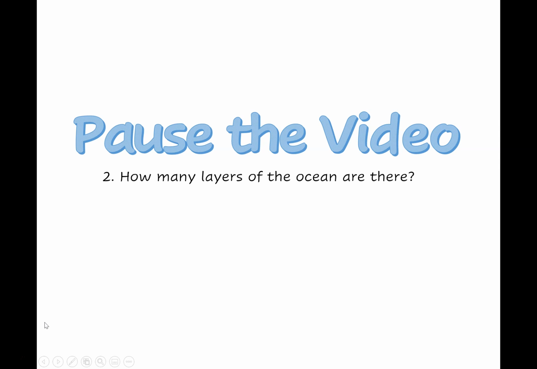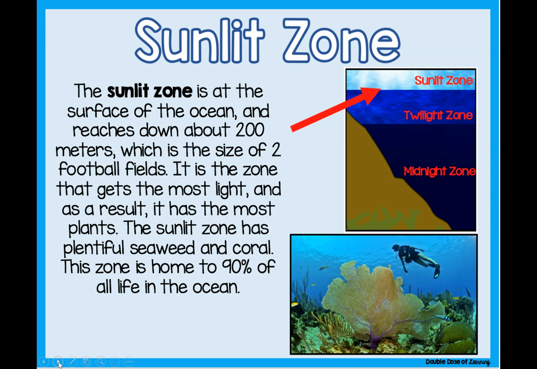Okay, and hopefully you wrote down a big fat number 3, because there are 3 zones of the ocean, 3 layers that we're going to talk about today. The first one is called the sunlit zone, or sometimes the sunlight zone. The sunlit zone is at the surface of the ocean and reaches down about 200 meters. So that's not very deep, about the size of 2 football fields.